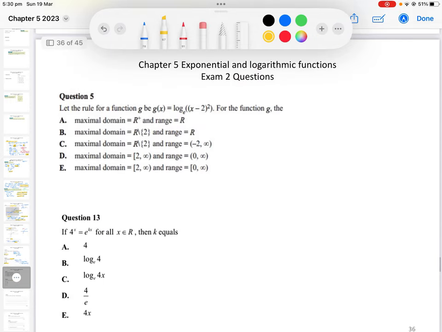Question 5. Look, I look at this. I don't know what the graph looks like, but I don't have to. Let the rule for the function of g be whatever, and just draw it on your calculator.